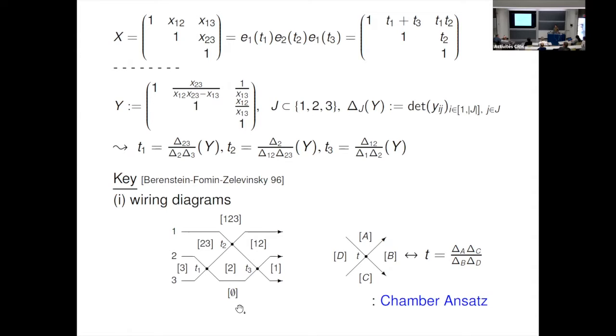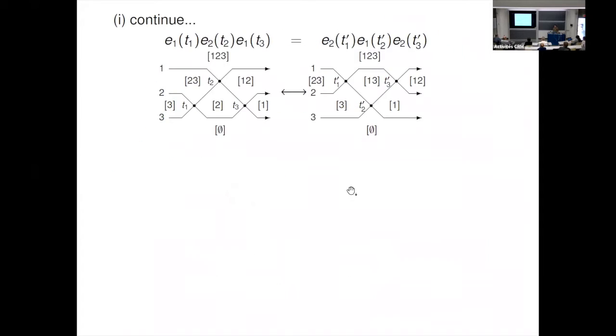So by using this assumption, you find, for example, for T3, it is minus 1, 2, and empty in the numerator, and in the denominator, minus 1, 2, and so it fits this condition. So it is called chamber ansatz, introduced in this paper. And it is a very nice description.